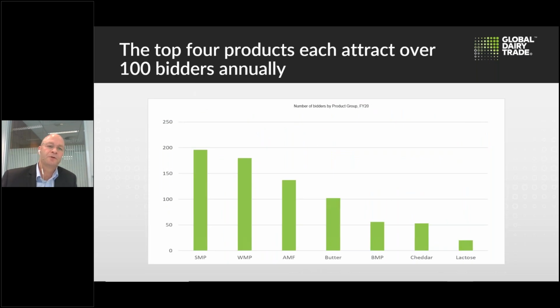Finally, in terms of overview, when we look at the number of bidders across products, we have the top 4 products: skim milk powder, whole milk powder, AMF and butter, all attracting over 100 bidders annually. And in the case of skim milk powder and whole milk powder, getting close to that 200 mark. So what this means is that if you're looking at the prices coming out of GDT, I think you can take a lot of assurance that there is a good number of bidders participating, and the prices coming out of GDT reflect what the buyers are prepared to pay on the day.